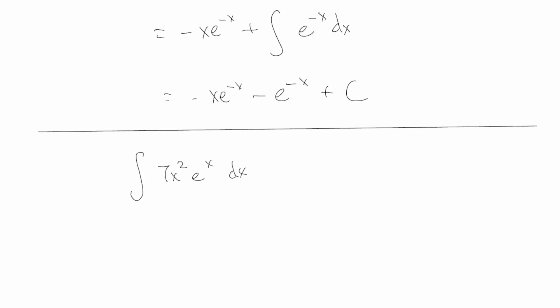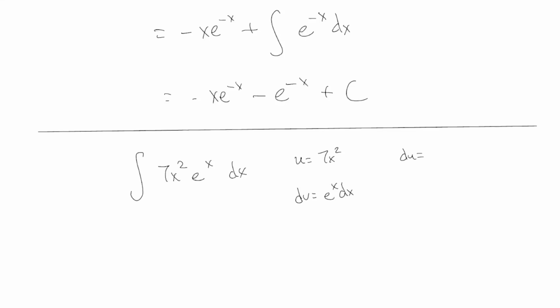All right. You will see something interesting happens in this one, which didn't happen in the previous ones. But let's not worry about that for now. If I didn't know any better, I would choose the u to be the polynomial part and the dv to be the other part. So I'm going to say u is 7x squared. The dv will be e to the x dx. And this is the correct choice.